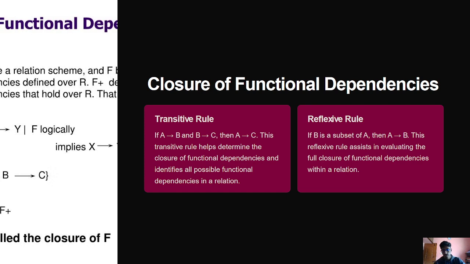Let's talk about the closure of functional dependencies, transitive and reflexive rule. If A determines B and B determines C, then A determines C. The transitive rule helps determine the closure of functional dependencies and identifies all possible functional dependencies in a relation. Reflexive rule. If B is a subset of A, then A determines B. This reflexive rule assists in evaluating the full closure of functional dependencies within a relation.